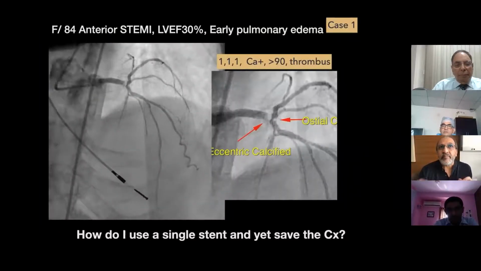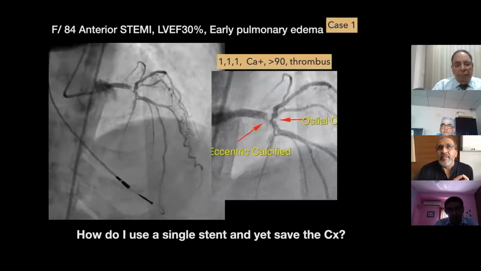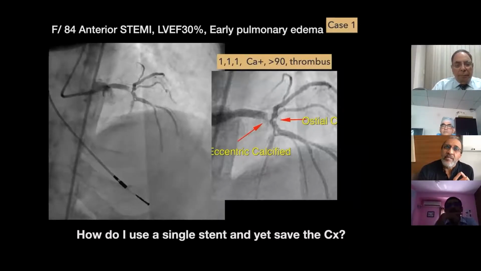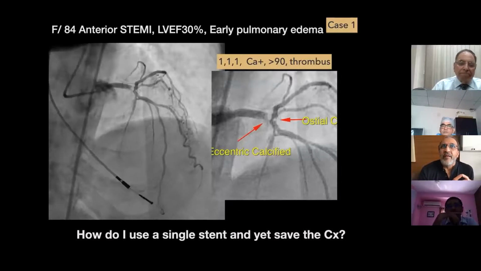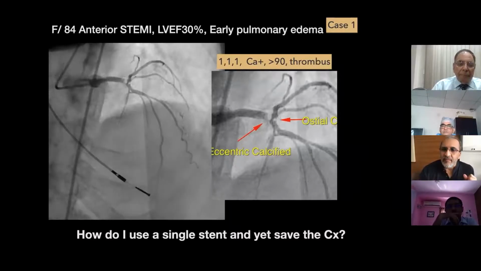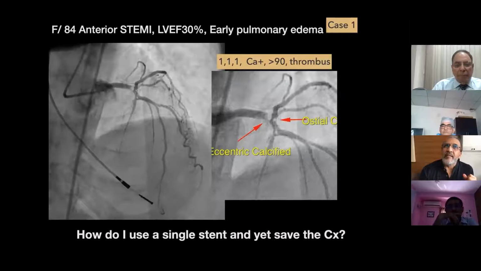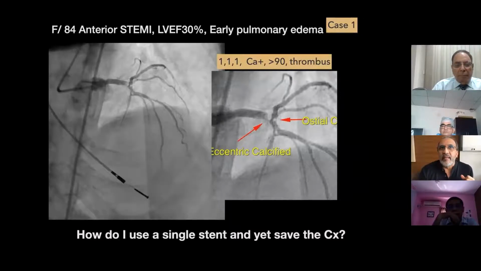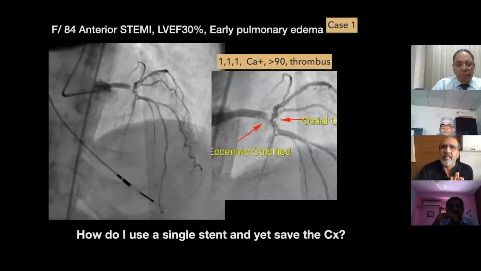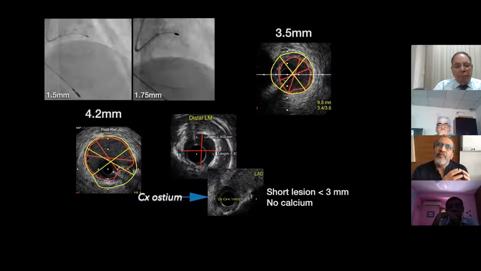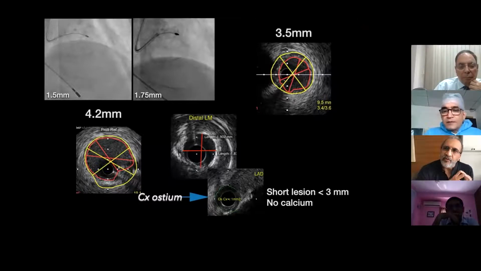Now, taking an example, this is a very elderly lady who came in with an MI, and you can see a very severely calcified left main. It's a 1-1-1 with calcium, more than 90-degree angle, and thrombus right at that site. The question is, how do we use a single stent, and yet we have to save the circumflex? And therefore, for me, after doing a rotational atherectomy, which is almost mandatory in these calcified left mains, because they would not allow instrumentation of IVUS or even a balloon sometimes initially.